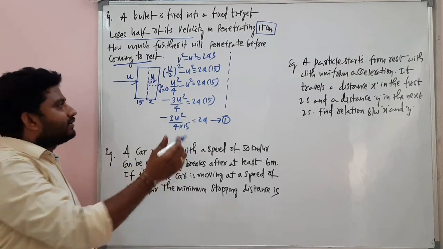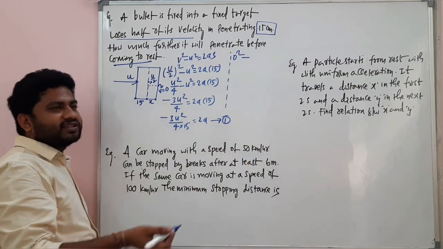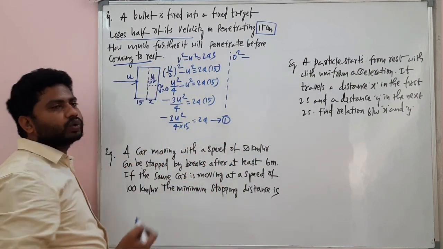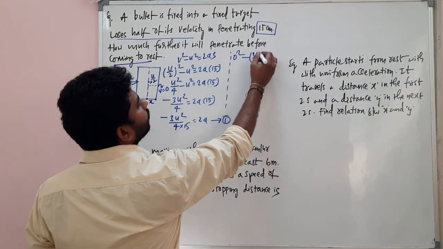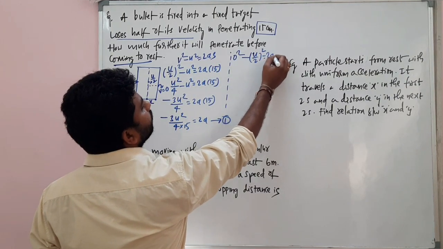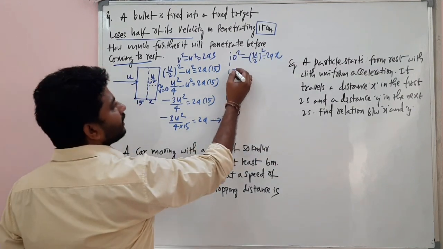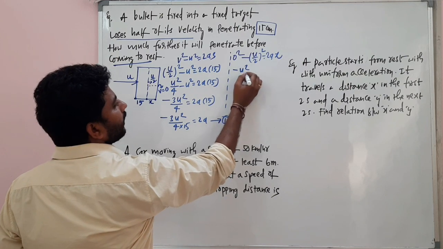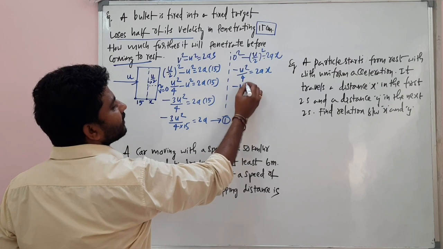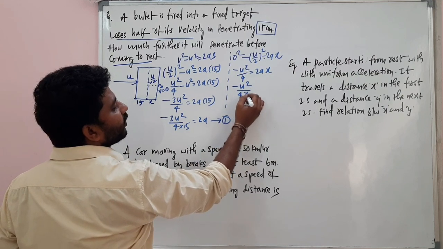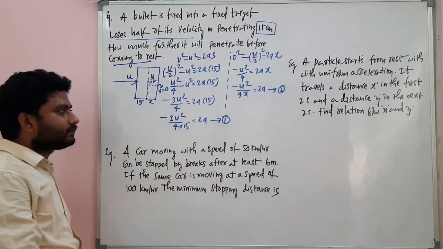In the second case, final velocity is how much? 0 square. We are using the same formula, v square minus u square is equal to 2as. 0 square minus u by 2 whole square is equal to 2a into x. Okay. So now here it is minus u square by 4 is equal to 2ax. From here I can write minus u square by 4x is equal to 2a. It is equation number 2.